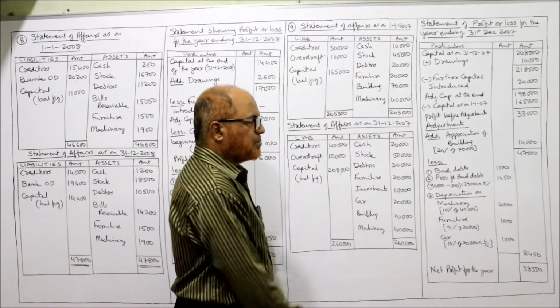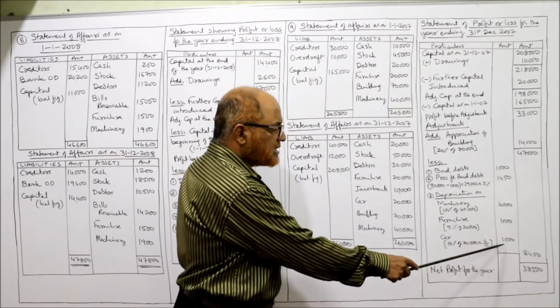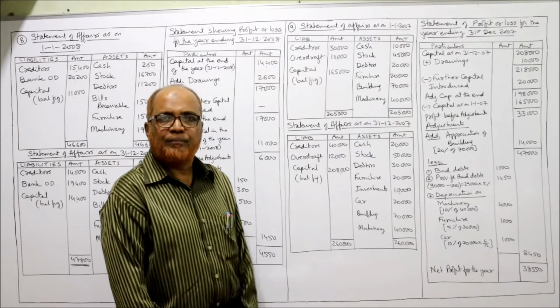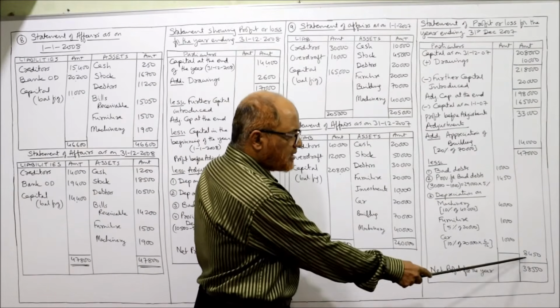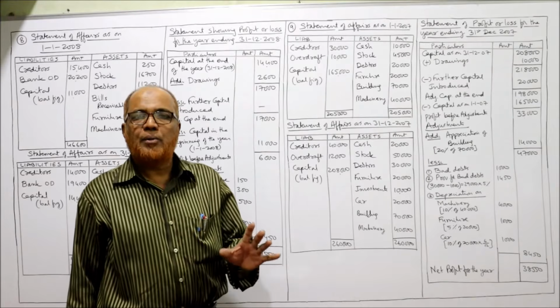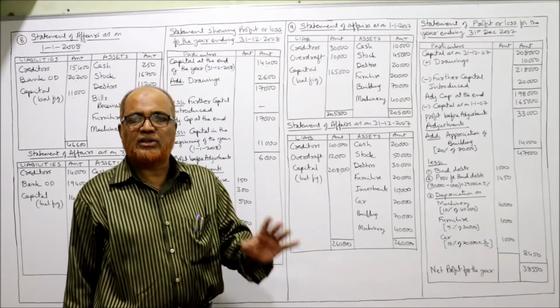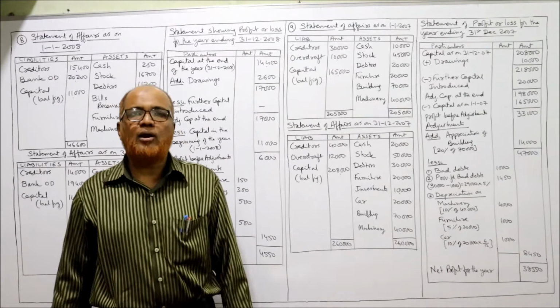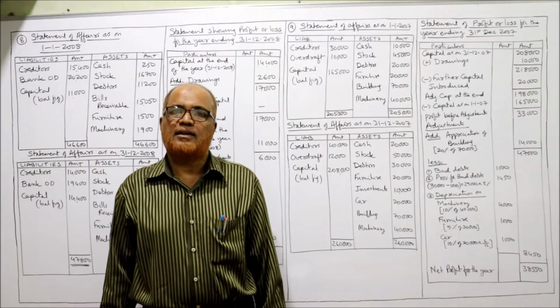So 1,000 rupees depreciation. Take the total of all these less values, 8,450. Now deduct 47,000 minus 8,450. 38,550 is the profit, net profit for the year. That's all. So this is the end of problem number 9.